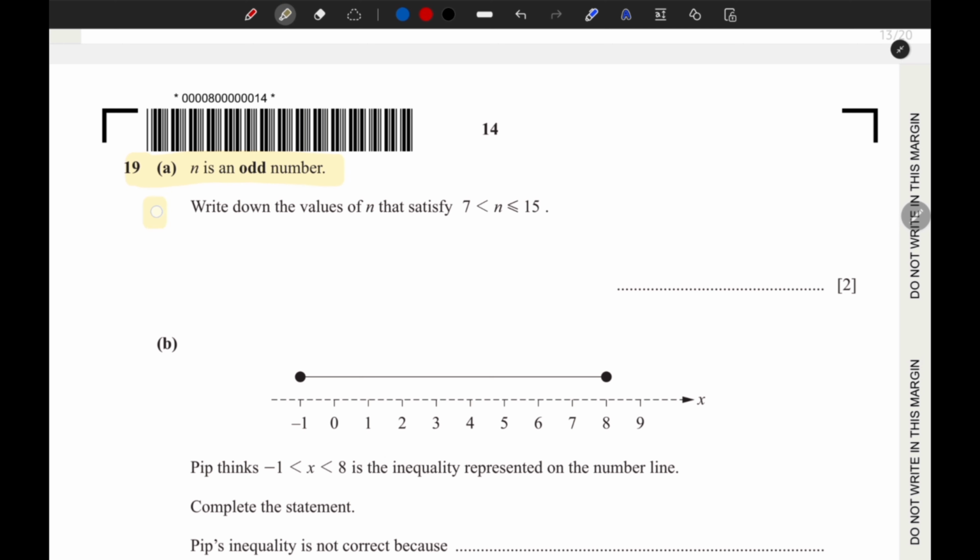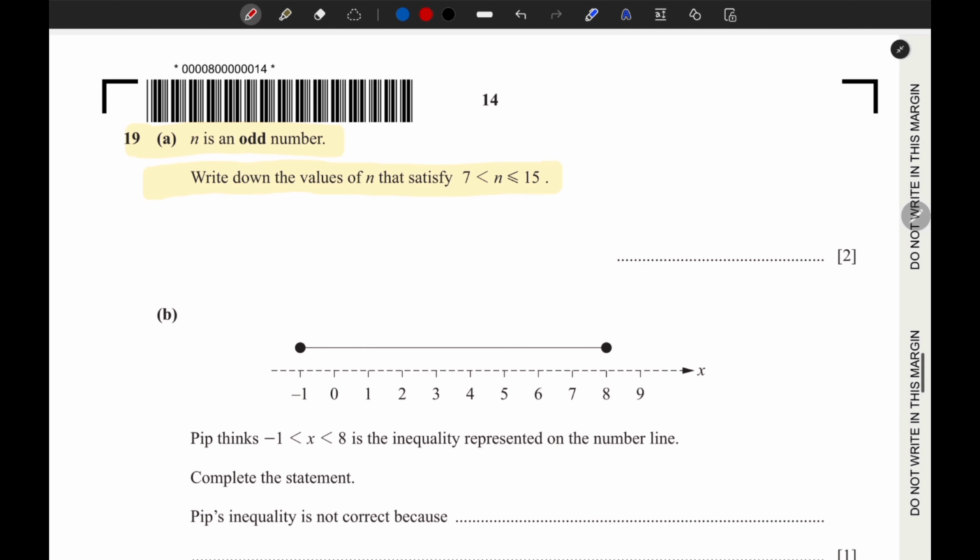Next is, n is an odd number. Write down the values of n that satisfy this. They are saying n is greater than 7 but less than or equal to 15. So from 7 to 15, we have 9 as the odd number, because n is greater than 7 and we cannot take 8 because that's not an odd number. So it is 9, then 11, then 13. We can take 15 because n is less than or equal to 15. So this is 9, 11, 13 and 15.